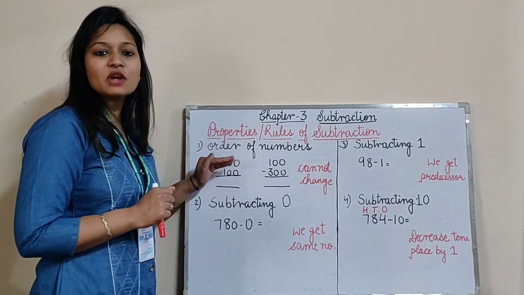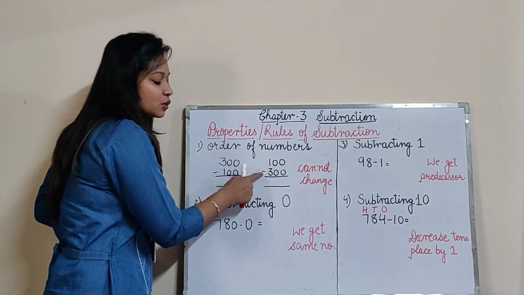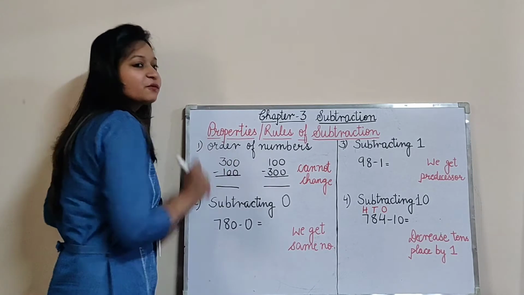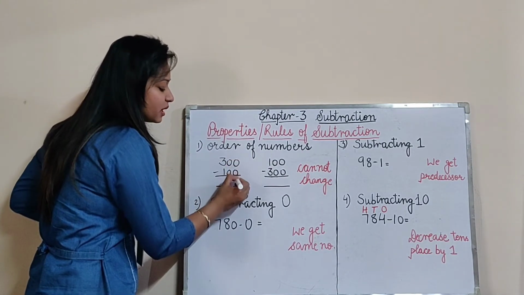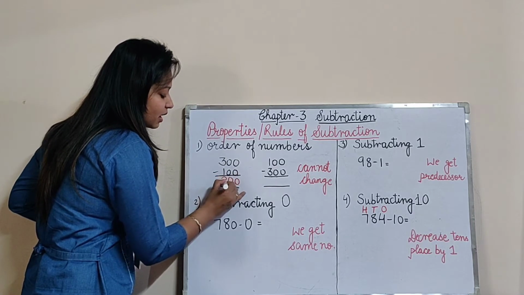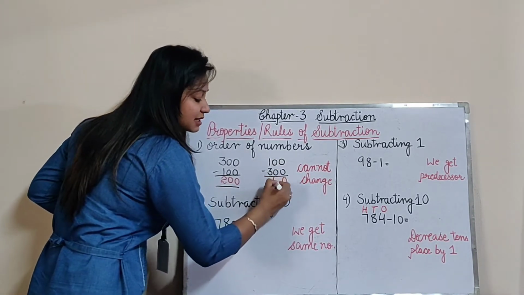Same as we read in chapter 2 addition, whichever number is at first place will now go to second place and the second number will come at first place. For example, I am subtracting 100 from 300, so my answer will be 200. But when I am subtracting 300 from 100, I can start subtracting.